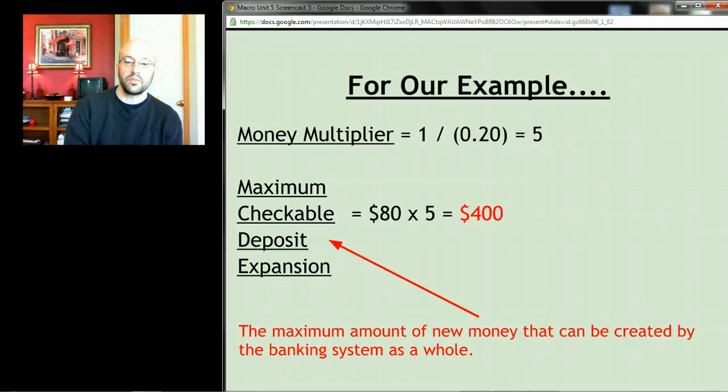In our example, the money multiplier would be 5. Since the reserve ratio is 20%, we would simply do 1 divided by 0.2, which would give us 5.